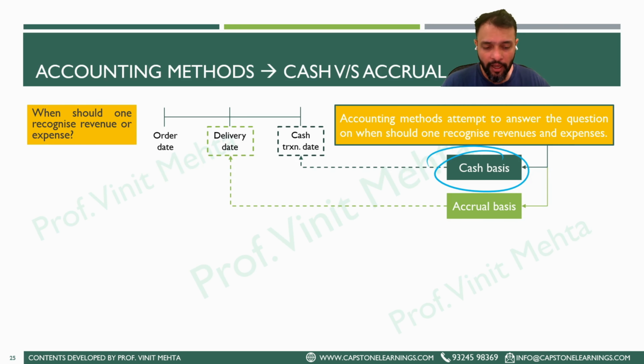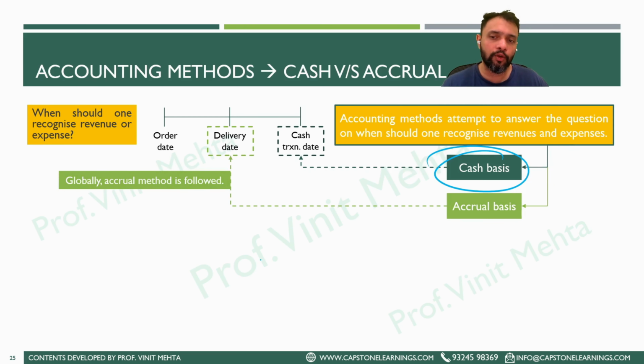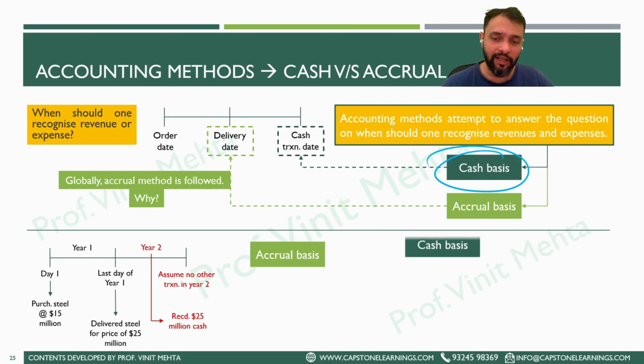But as you know, the whole world follows accrual accounting. The question is either they are idiots or we are idiots. So why is the whole world following accrual accounting? Let me prove it to you, whether the world is an idiot or we are the idiots who are not thinking of the accrual method. Let me prove it to you with a small example.